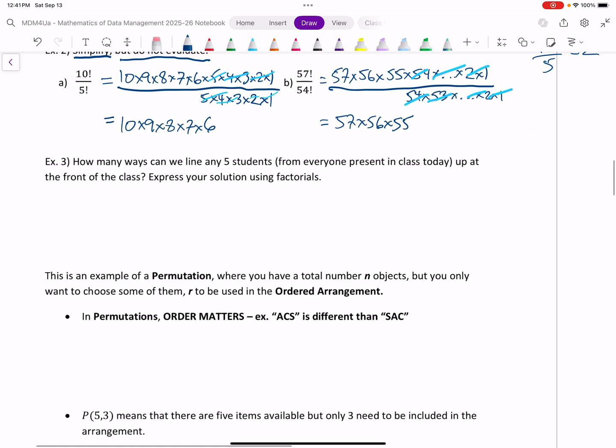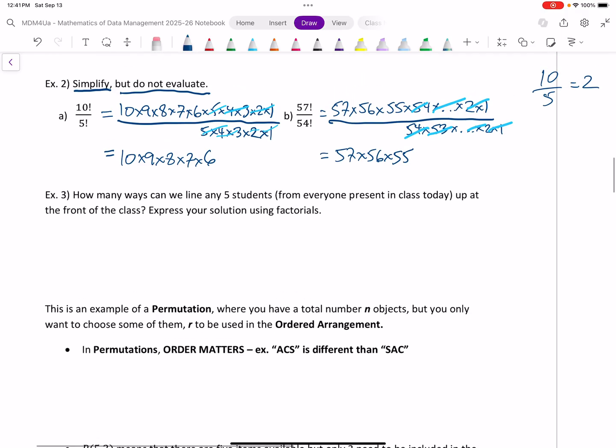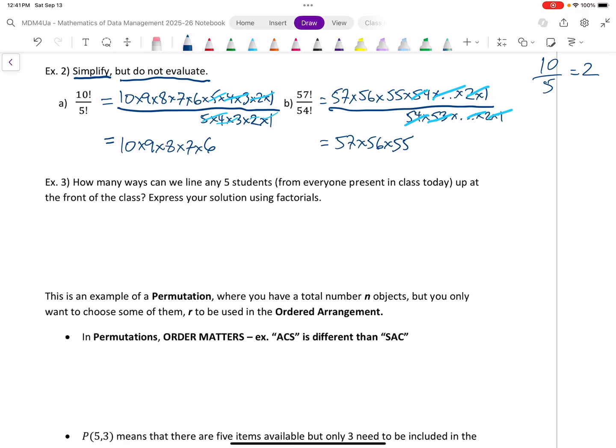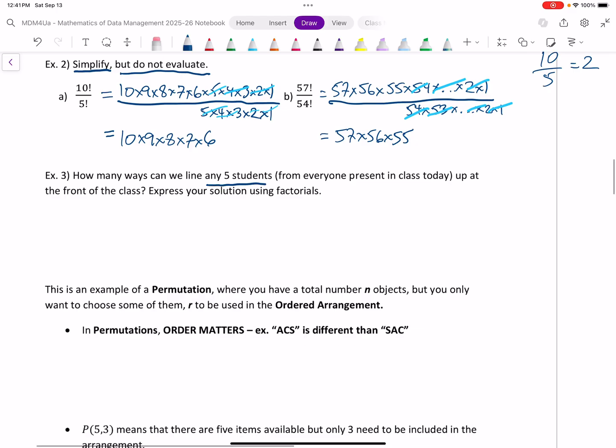So we're going to talk about a situation here and we're going to use factorials, but it kind of leads into what this whole unit is kind of themed around, which is permutations. So let me explain. This one says, how many ways can we line up any 5 students from everyone present in class today? So obviously we're not in class today. Let's say there's 16 people. So I'm going to say there's 16, just randomly, up at the front of the class.